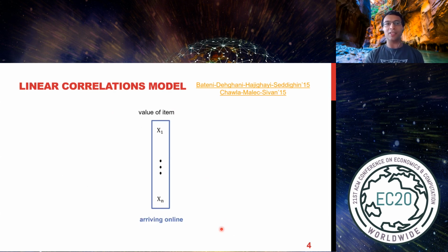So how can we go around this? This leads us to the linear correlations model that we study in this paper. This was proposed in Bateni et al., who were generalizing a model of Chawla et al. on common base value models. So what's the idea in this linear correlation model?